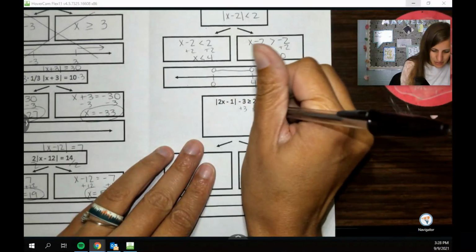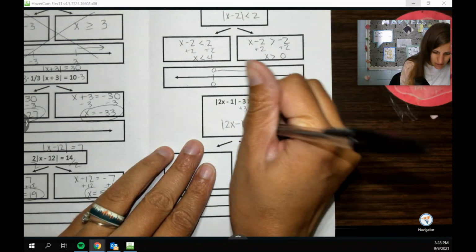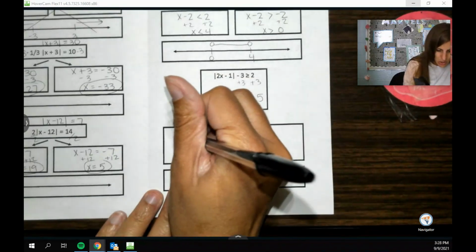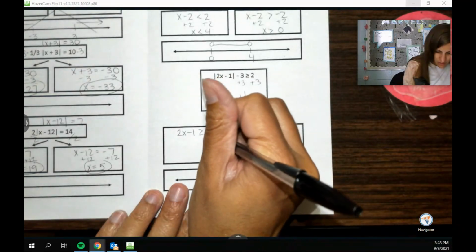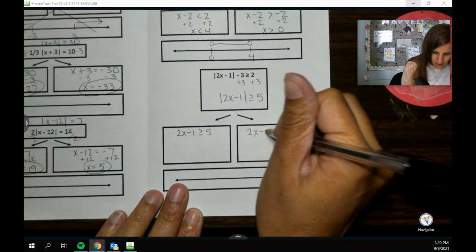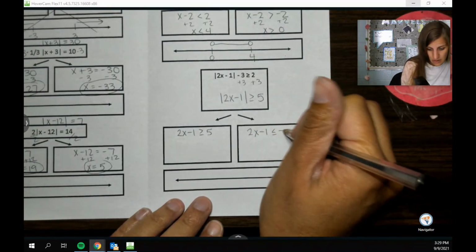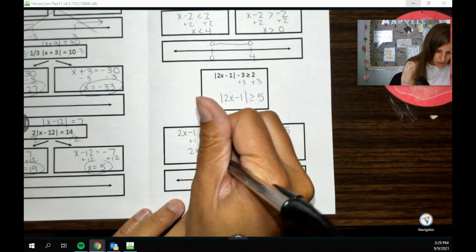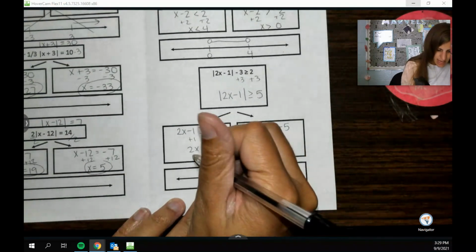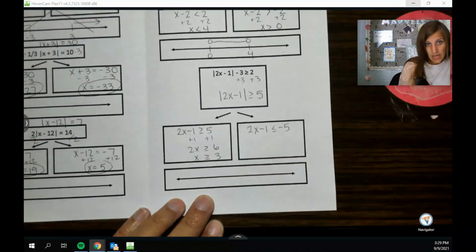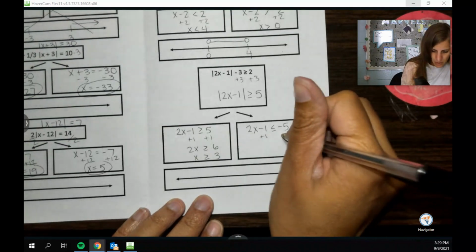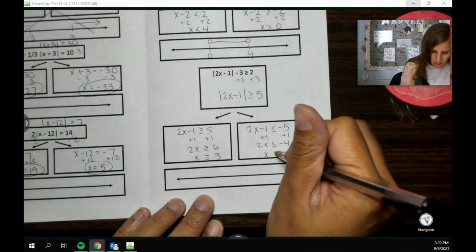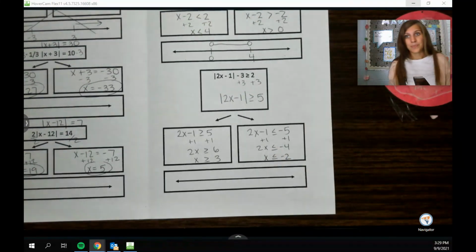Last one, we'll add the 3 because we need to get our bars all by themselves. And now that they are, we can make our 2 equations. So 2x minus 1 is greater than or equal to 5. And 2x minus 1 is less than or equal to negative 5. And then we'll solve, so add 1. So 2x is greater than or equal to 6. And then divide by 2, so x is greater than or equal to 3. And over here we'll add 1, so 2x is less than or equal to negative 4. And then divide by 2, and x is less than or equal to negative 2.